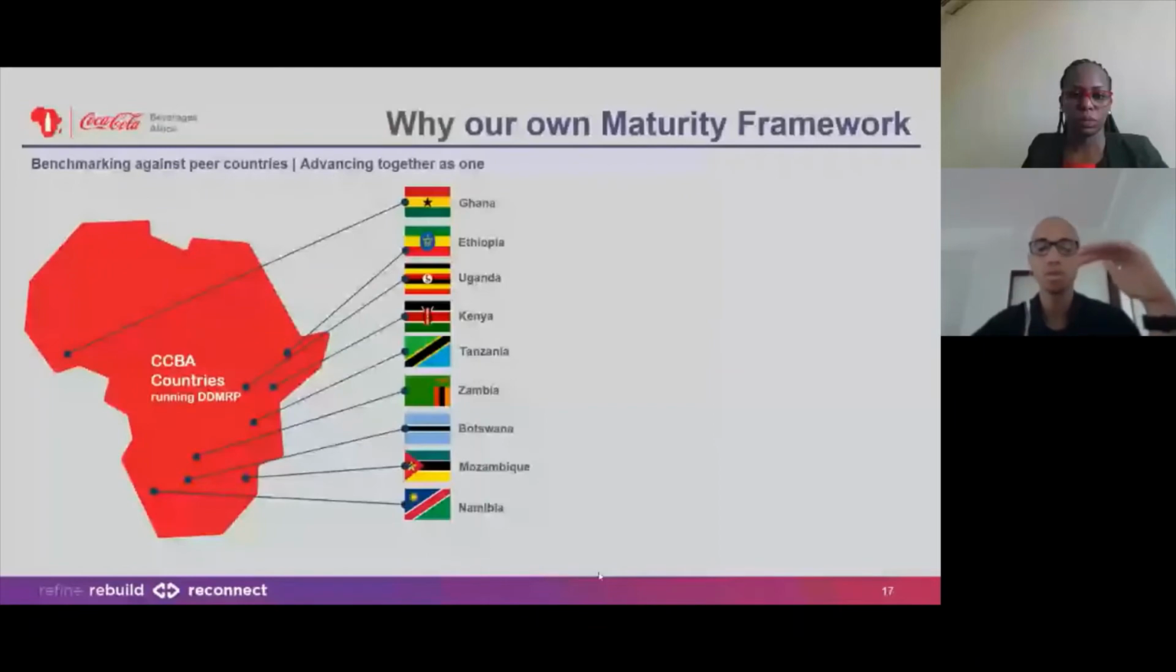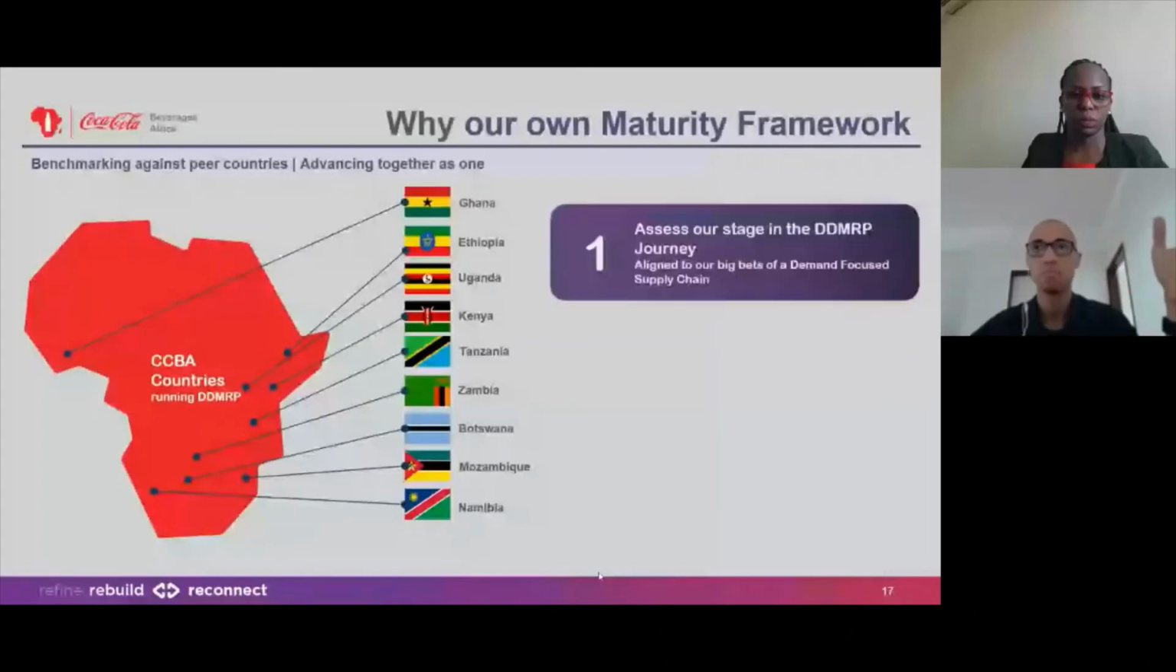So there's a few big reasons that have taken us on this journey to come up with a maturity matrix, a maturity framework, whatever you want to call it, to not just benchmark, but then drive our game plan, which is our big strategy within supply chain to advance all the planning teams, and then obviously impact supply chain as a whole in CCBA Africa. So number one, we want to know where we are, right? And then that all has to align to the big demand-focused supply chain.